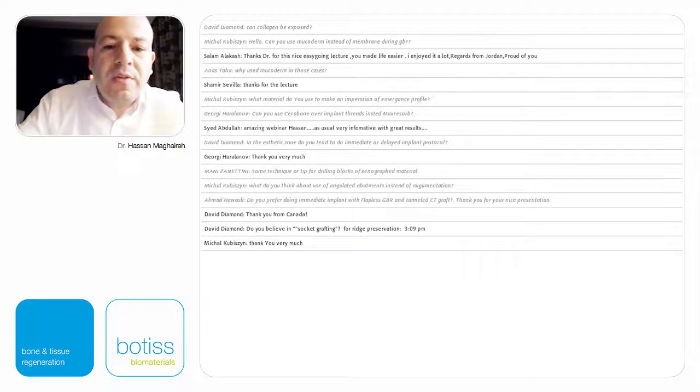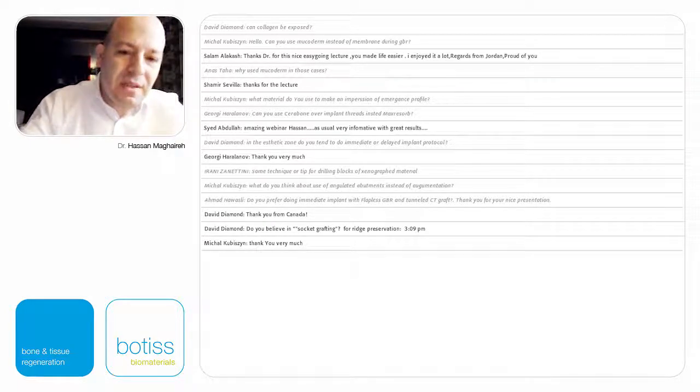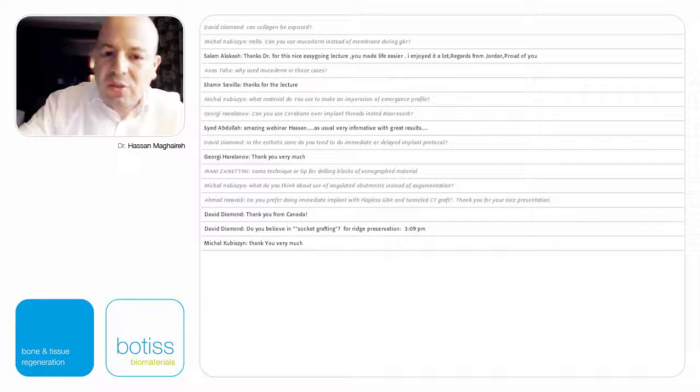Georgie, can you use cerabone over implant threads? Yes, you can. I'm not saying you can't, but to get the best biological integration, Georgie, you should use something which will remodel into healthy bone. There are some reports, there's not strong evidence, it's not randomized controlled trials, but there are some reports showing higher rate of peri-implantitis when the implant is surrounded with xenograft compared to implants surrounded with healthy bone or bone which can remodel into healthy bone. That's why personally I prefer to cover exposed threads with allograft and then use the xenograft to do the nice emergence profile. Thank you for the question.